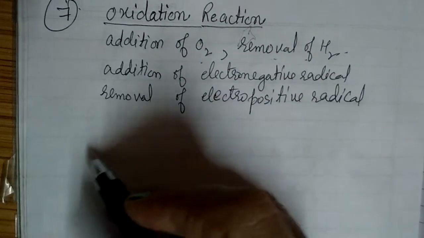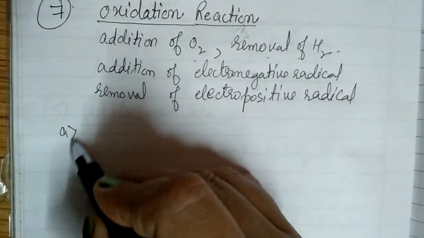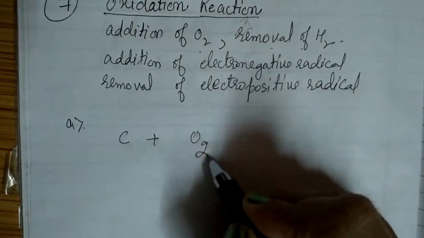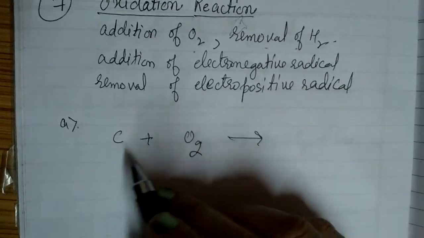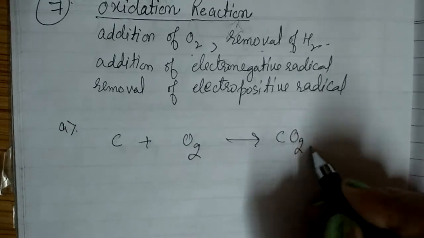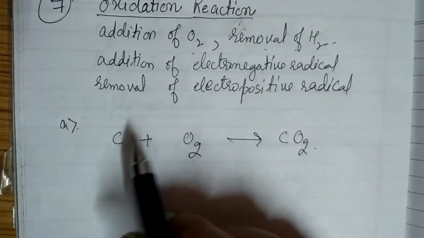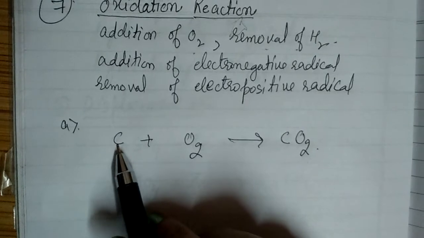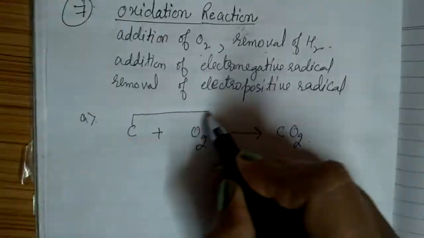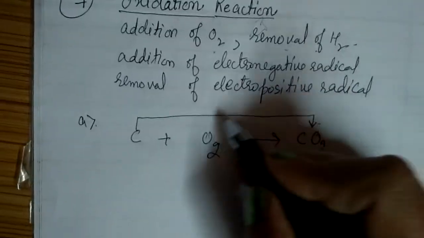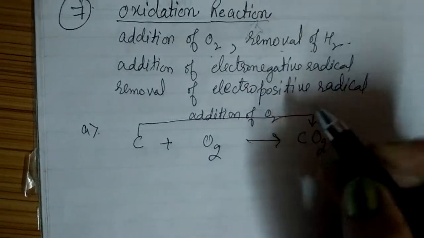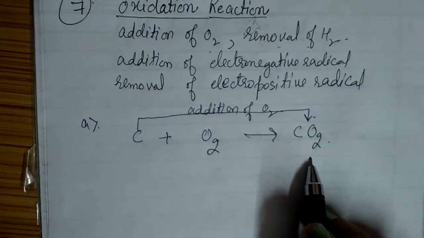the oxidation reaction. For example, in the first case, one example is the reaction between carbon and oxygen. Very simple one. We know that when carbon reacts with oxygen, the product obtained is carbon dioxide. So what we see here is that oxygen gets added to the carbon to form carbon dioxide. So we simply say here: addition of oxygen. So this type of reaction is an oxidation reaction.